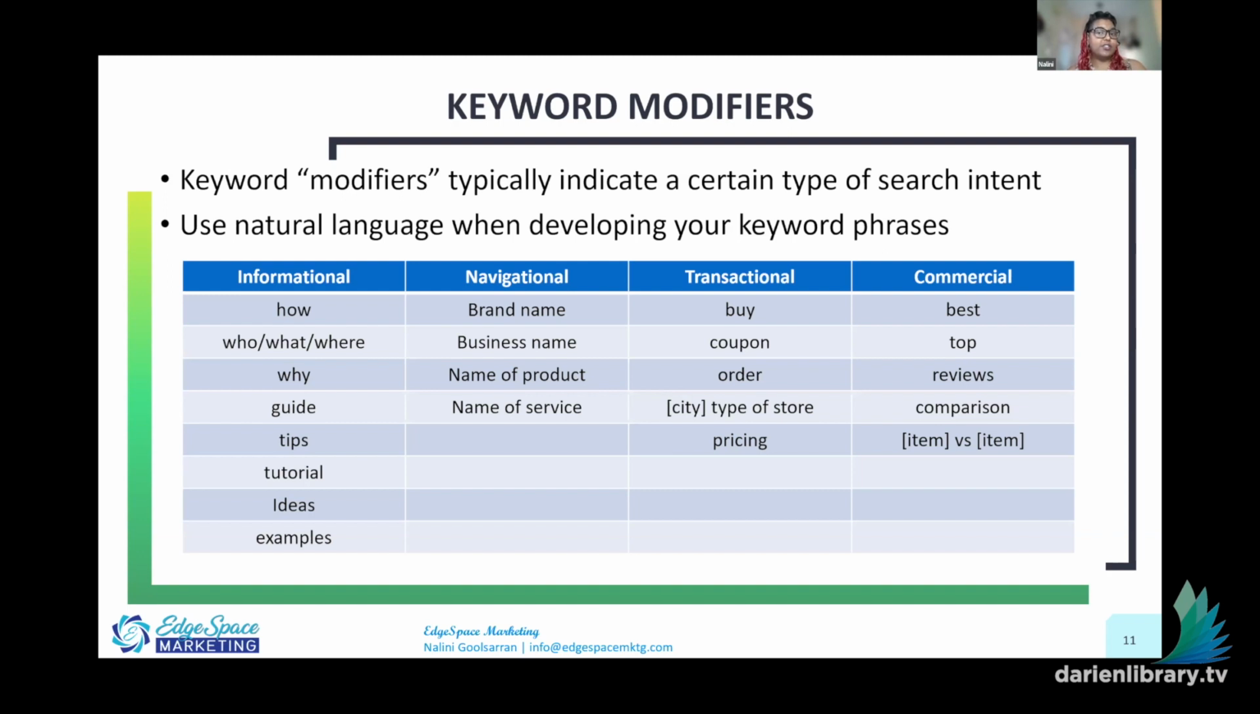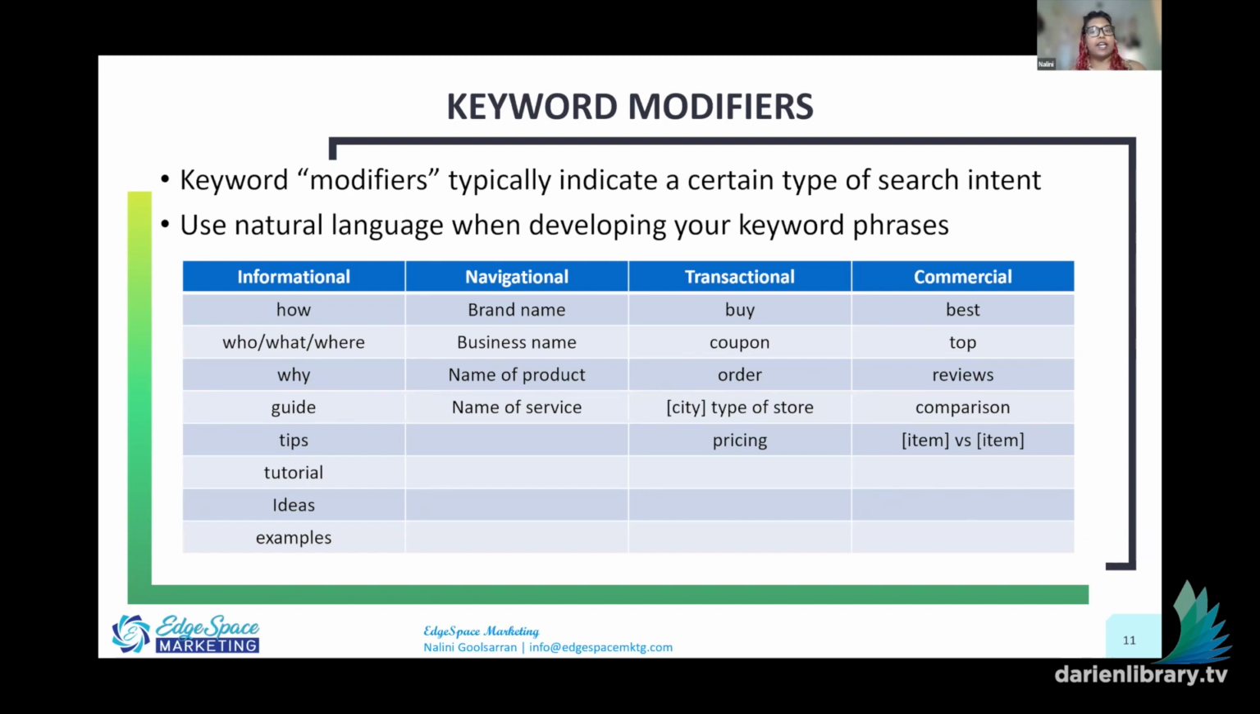On the transactional side, this is where people are looking to buy things. They're looking for coupons. They're looking to order things. When you're thinking of a type of store, we're thinking like within the city. So Stanford blank: Stanford chiropractor, Stanford physical therapist. That's an example of some type of transactional things that people might be looking for. And of course, price comparison. A lot of times people are looking for that.